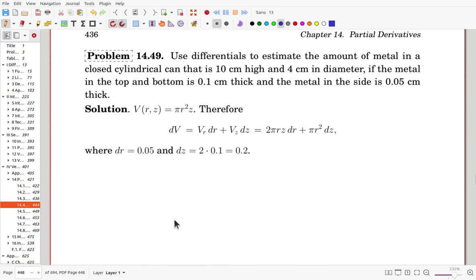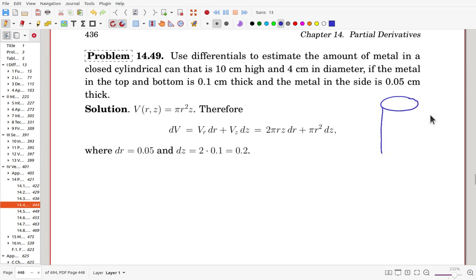Use differentials to estimate the amount of metal in a closed cylindrical can that is 10 centimeters high and 4 centimeters in diameter, if the metal in the top and bottom is 0.1 centimeter thick, and the metal in the side is 0.05 centimeter thick. And let's try to visualize the can.